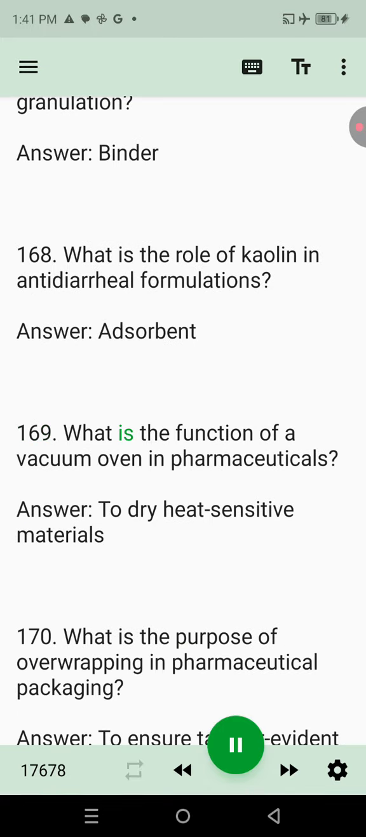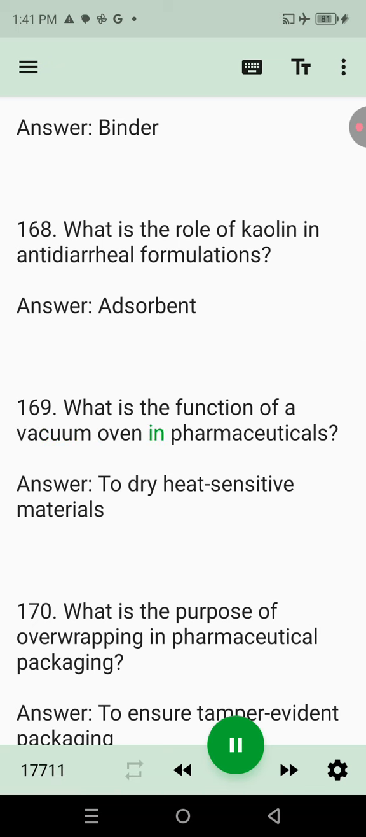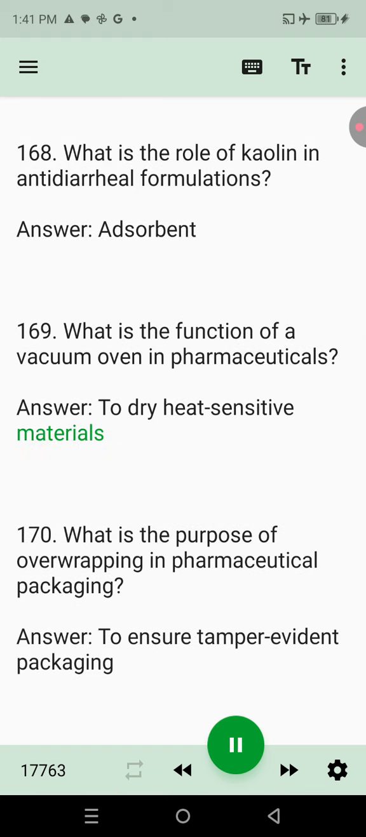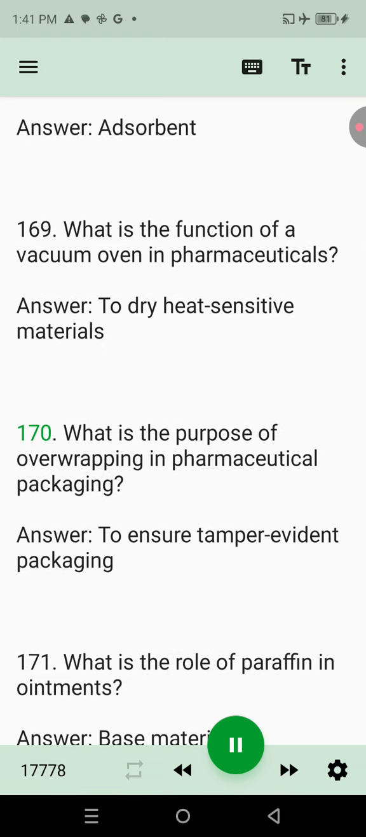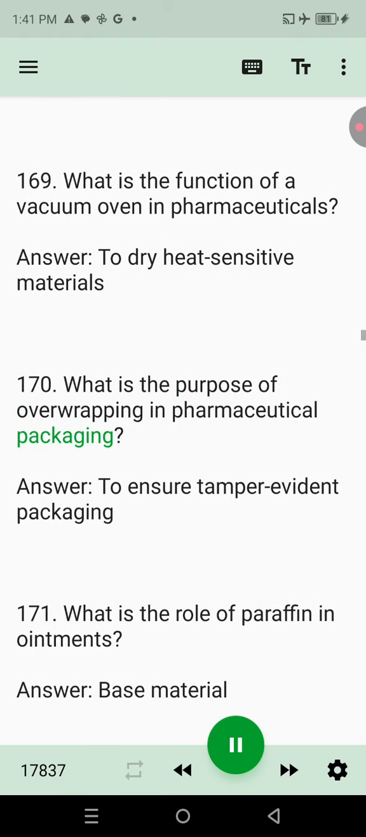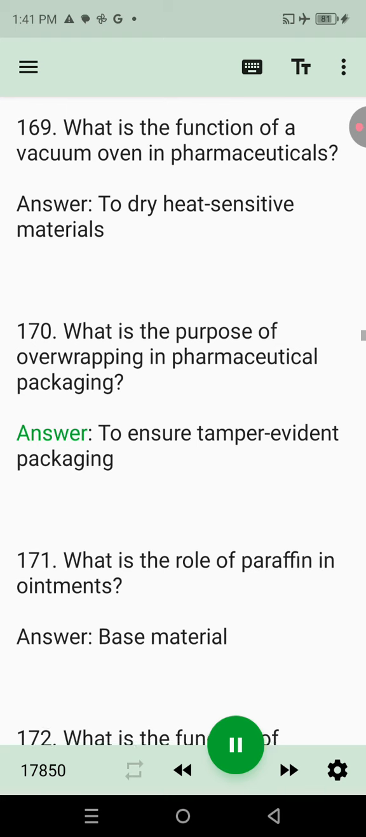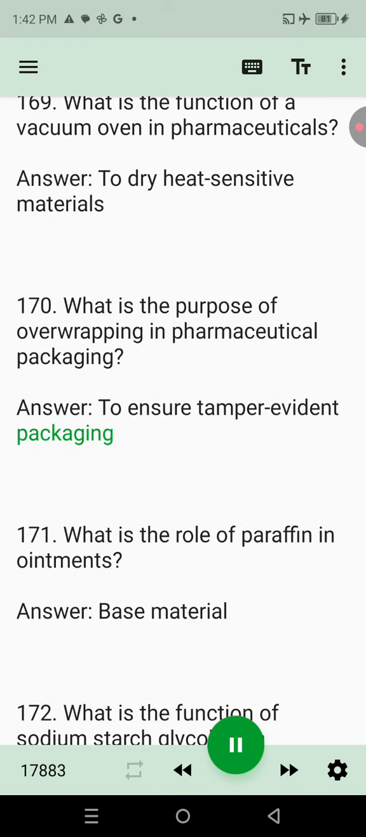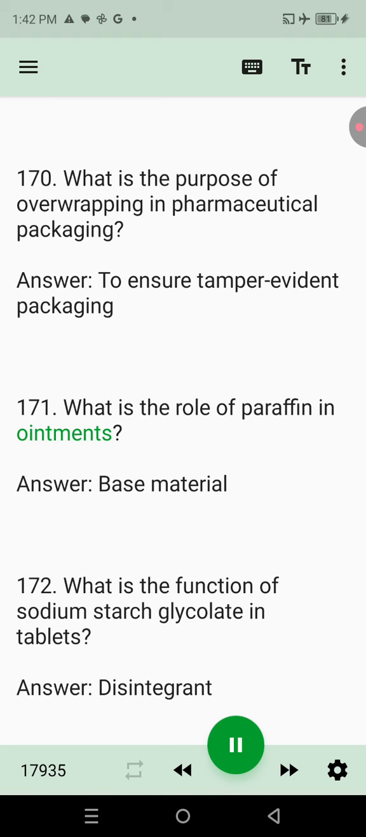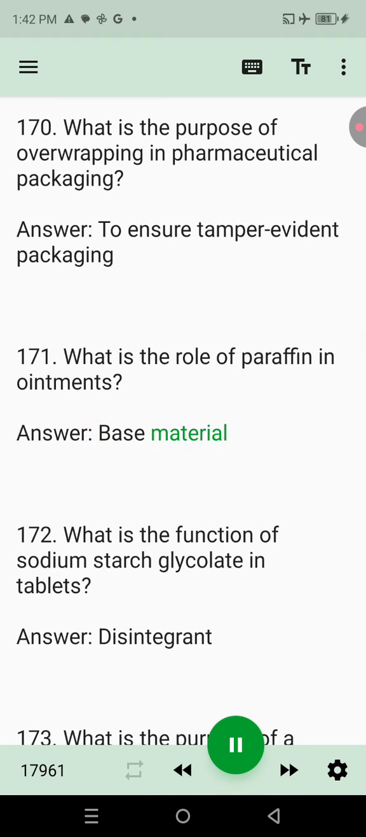169. What is the function of a vacuum oven in pharmaceuticals? Answer: to dry heat-sensitive materials. 170. What is the purpose of overwrapping in pharmaceutical packaging? Answer: to ensure tamper-evident packaging. 171. What is the role of paraffin in ointments? Answer: base material.